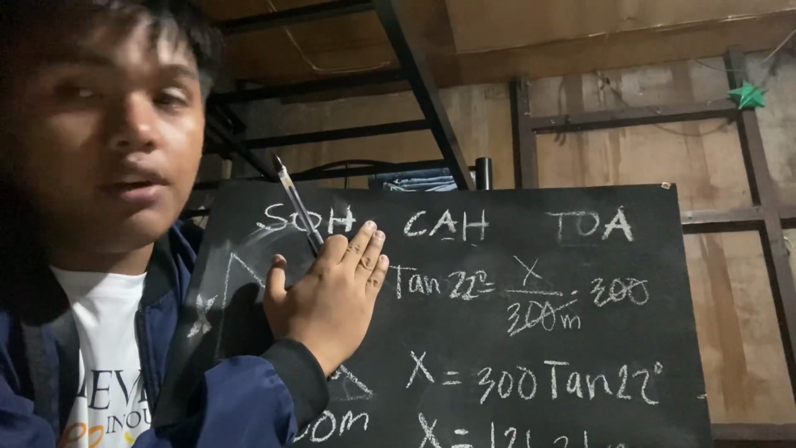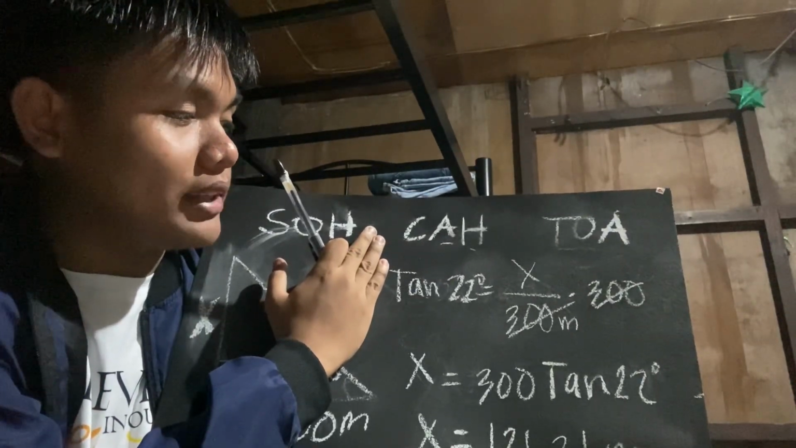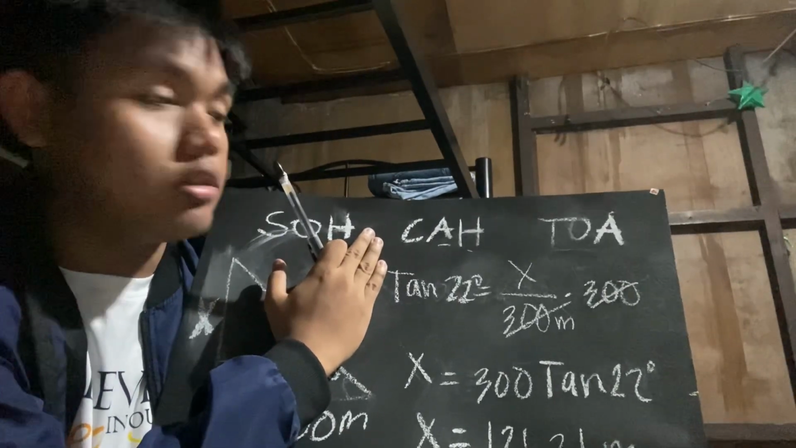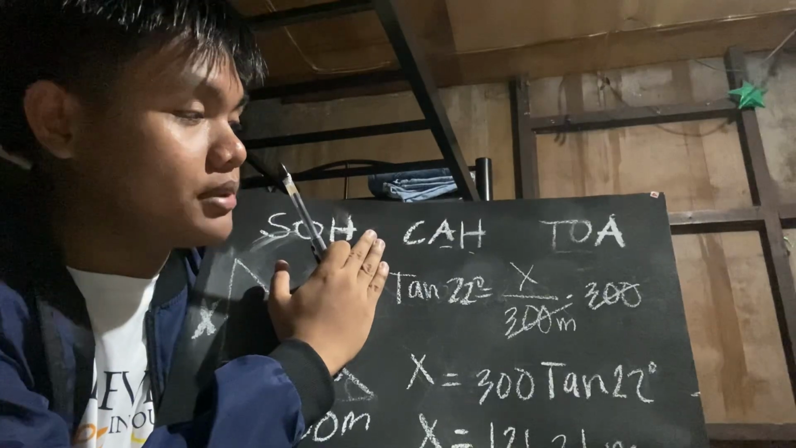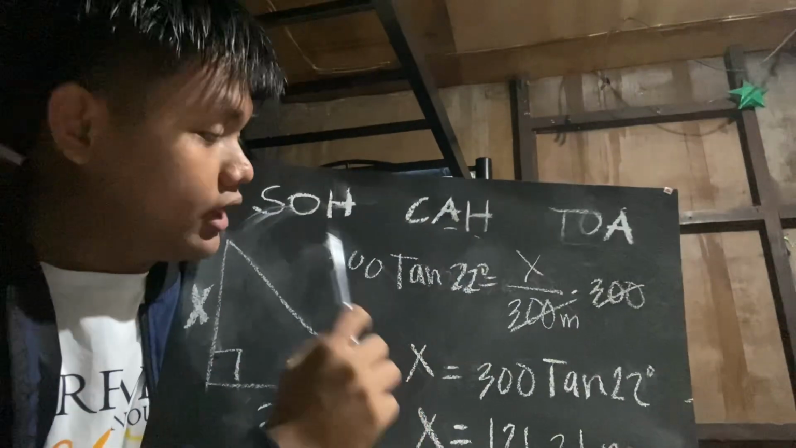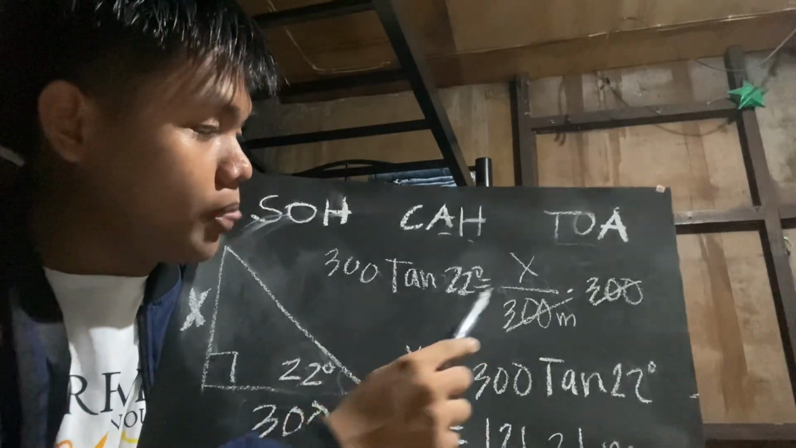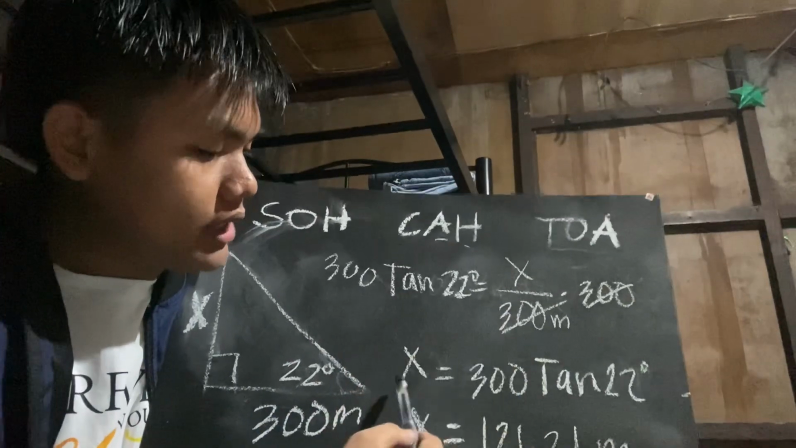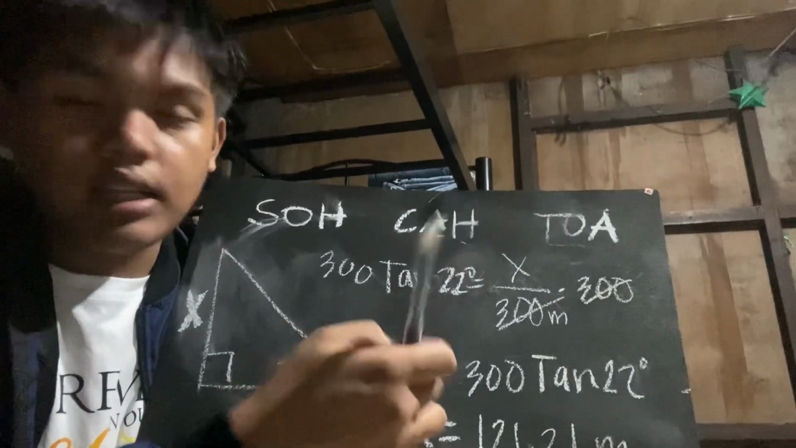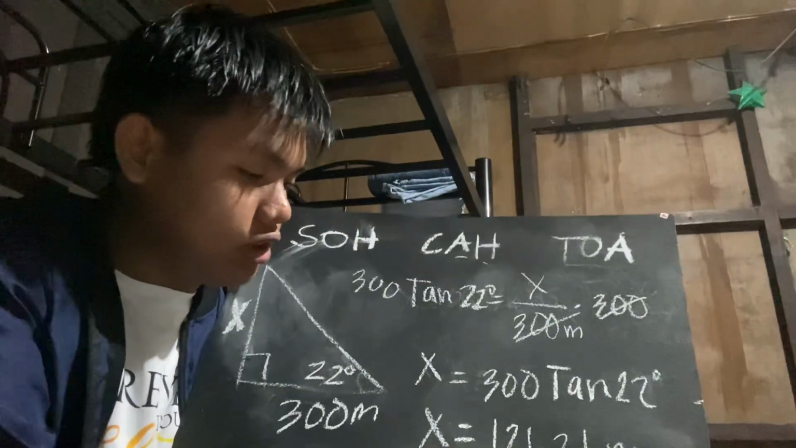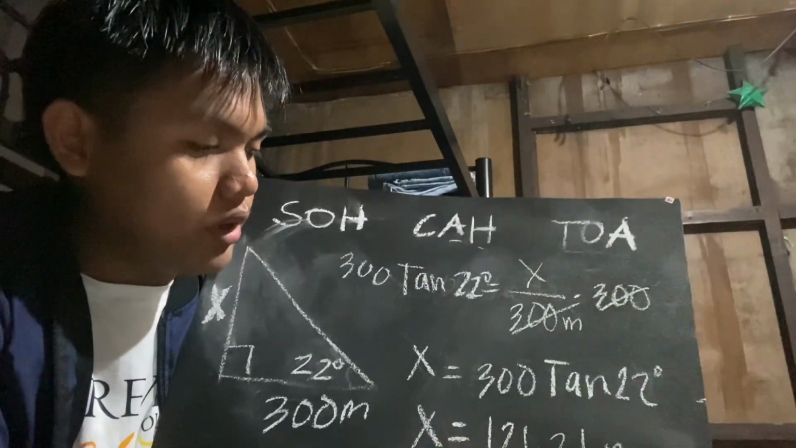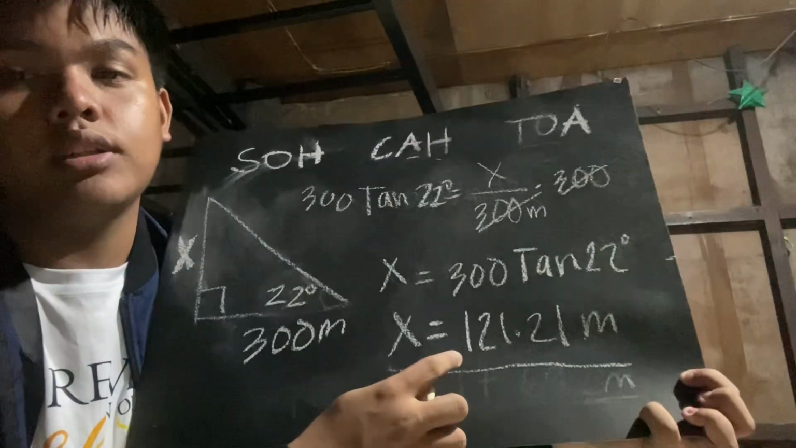Now, to find the value of x, we need to times both sides by 300 so that the x on the other side will remain and 300 will cancel out. So, x divided by 300 times 300, cancel out the 300. And on the other side, 300 times tangent 22. So, we can rewrite this as x is equal to 300 tangent 22. Using your calculator, the value of x is equal to 121.21 meters.